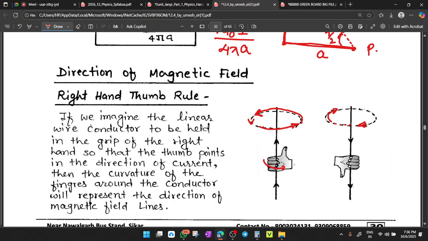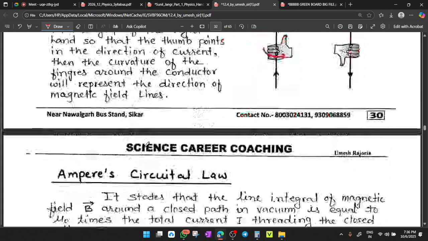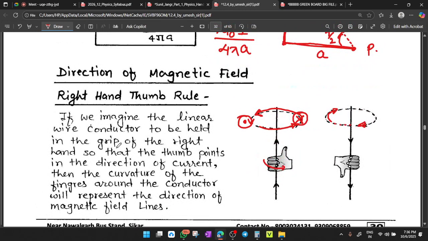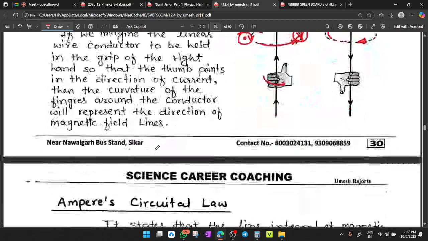Towards your wrist, the field will be crossing the plane of paper, so the field will be going inside the paper, and towards your fingers the field will be outward. So if we imagine the linear wire conductor to be held in the grip of the right hand so that the thumb points in the direction of current, then the curvature of the fingers around the conductor will represent the direction of magnetic lines. Done.